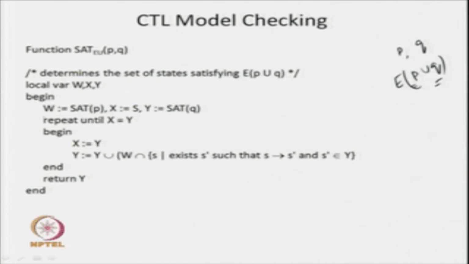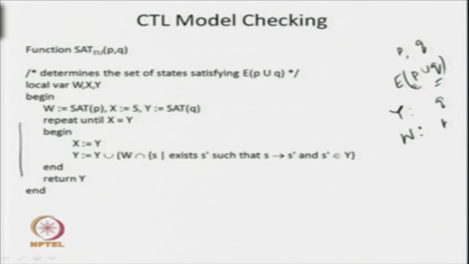In W, we are going to call this satisfiability function with P, because we must know the level of P. So, this is the set W. X is basically the entire state space, X is equal to S, and Y is the satisfiability of this sub formula Q. We are going to collect all the states where Q is true, and this is my set Y. So, Y is the set of states where Q is true, and W is the set of states where formula P is true. Now, we are going to repeat this loop.